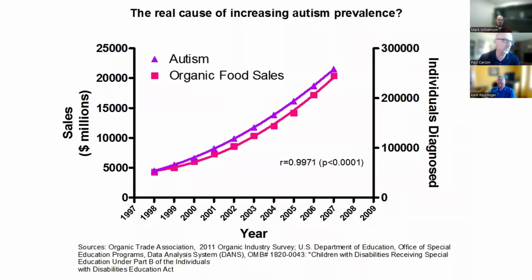Some other clever person plotted the same thing against organic food sales. There's a real tight correlation coefficient there. Do we think organic food is causing autism?